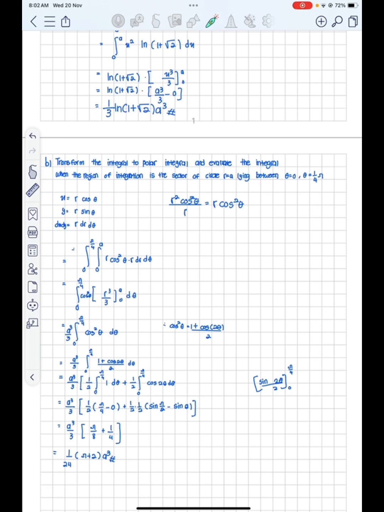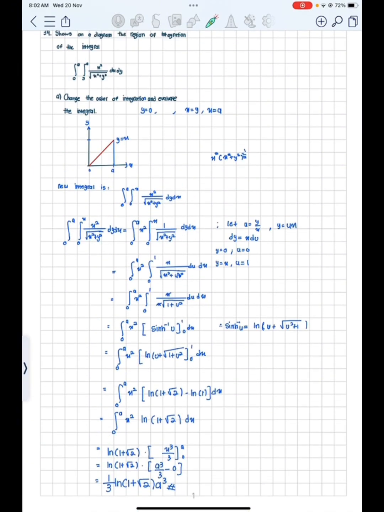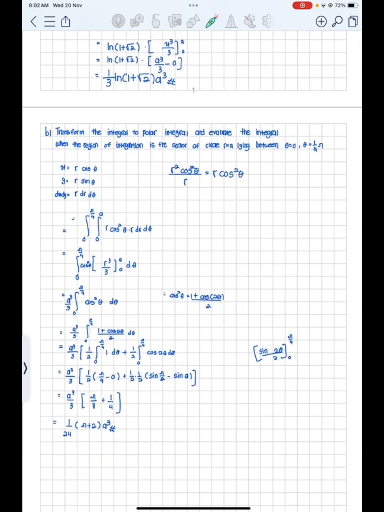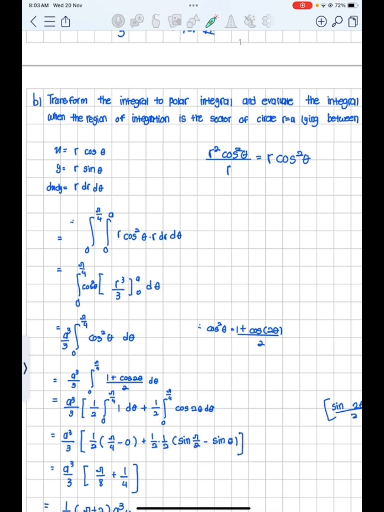So the next question is, we need to transform the integral to a polar integral and evaluate the integral when the region of integration is the sector of the circle lying between 0 and pi over 4. So first you need to change this into polar. So basically x is equal to r cos theta, y is equal to r sin theta, dx dy is r dr d theta. So just substitute that into the original integral equation, and you will get this.